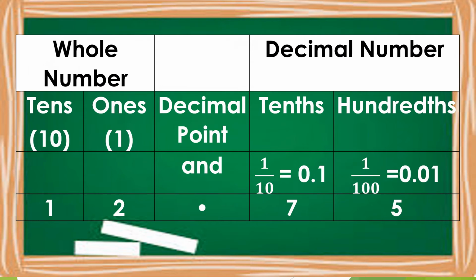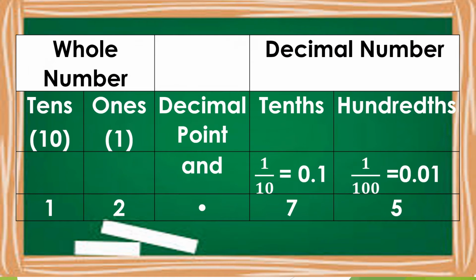So let us study the table. To find the place value of 7 and 5, 7 is the first number after the decimal point, so its place value is tenths. 5 is the second number after the decimal point, so its place value is hundredths.